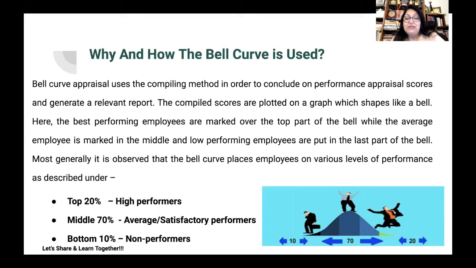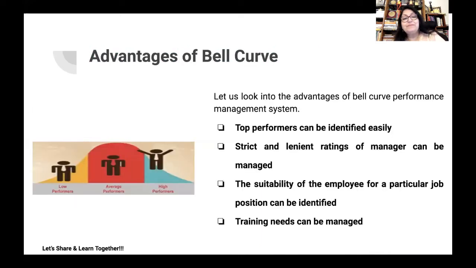So most generally, it is observed that the bell curve places employees on various levels of performance, just like we looked at in the previous picture. So the top performers, you will find 20%. The middle 70 will be mostly of average or satisfactory performers. And then the bottom 10 would mostly be non-performers.